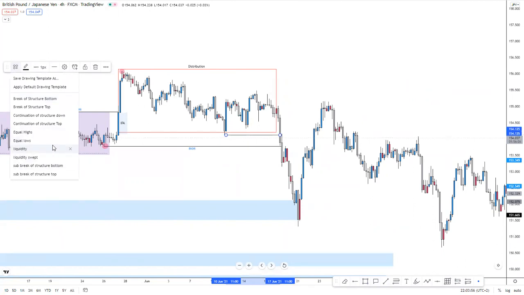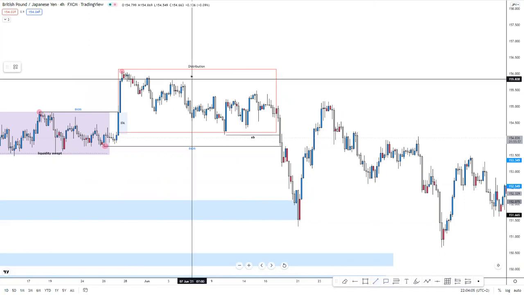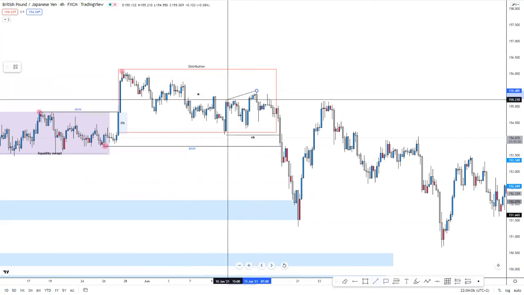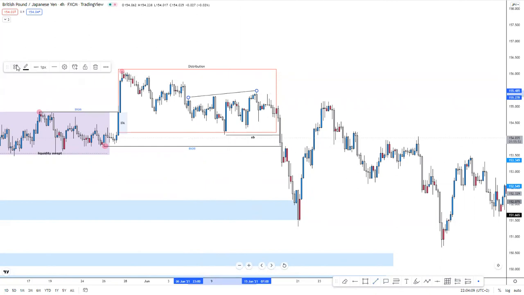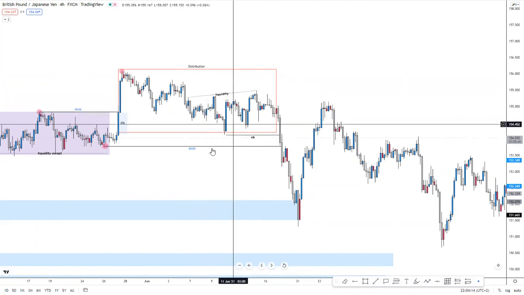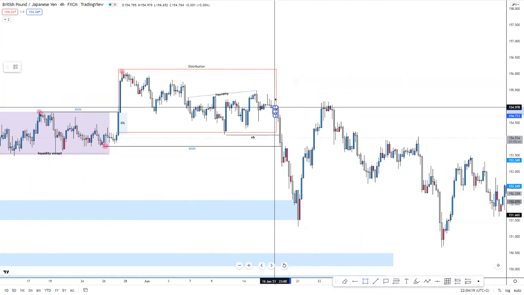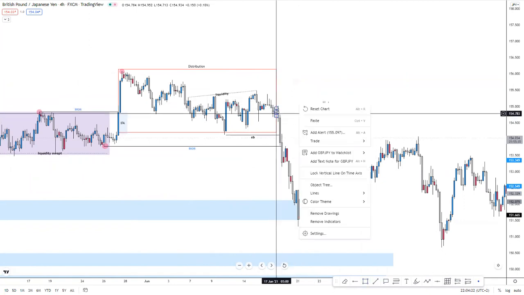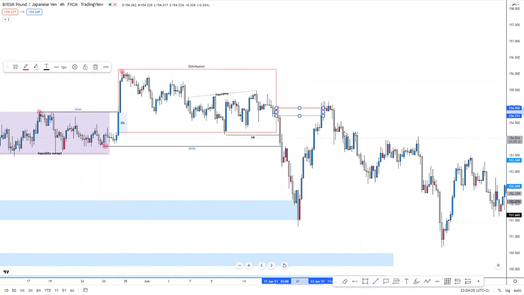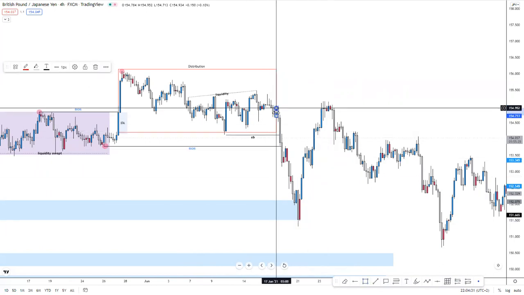Break of structure, sub break, bottom, right? And then we leave a bunch of liquidity within this area here, right? We leave a bunch of liquidity there. Price then comes up into our distribution phase, right? Cool. So which candle here caused that break of structure? Obviously, we have this candle.